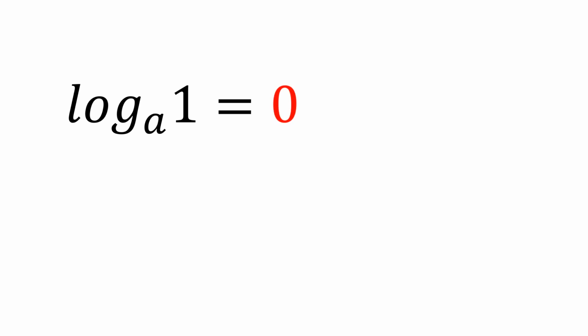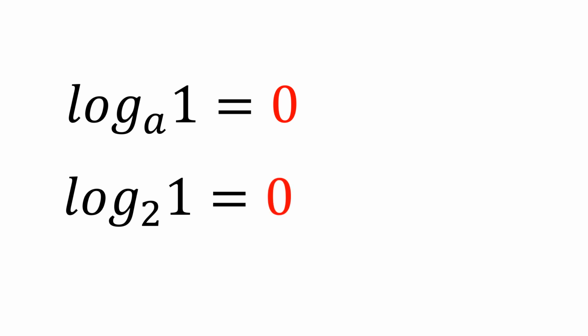So if the argument of the logarithm is 1, whatever the base of this logarithm is, it's always equal to 0. So for example, if you have log of 1 to the base 2, then it's equal to 0. As long as the argument is equal to 1, it doesn't matter what the base is, it's always equal to 0.